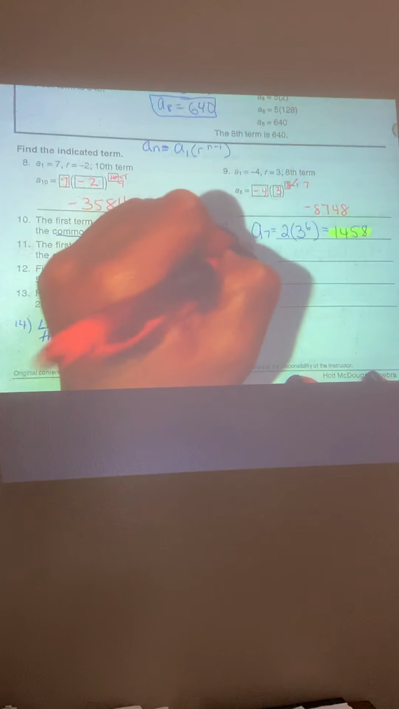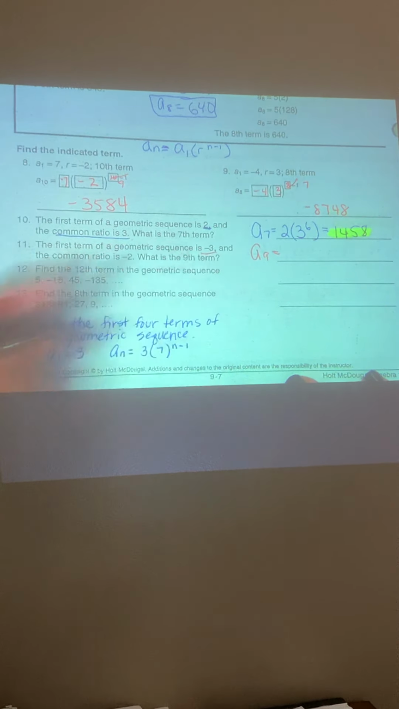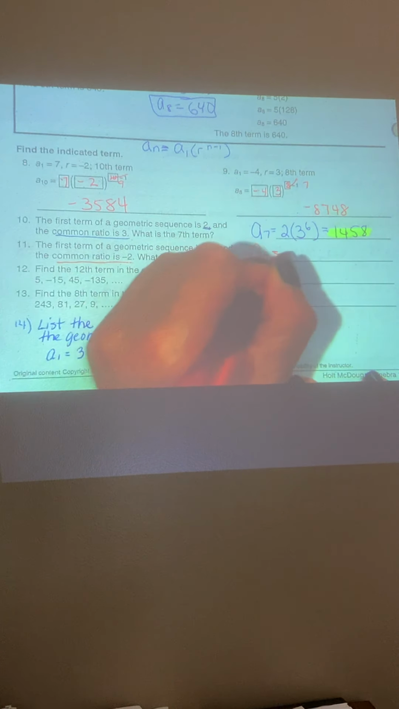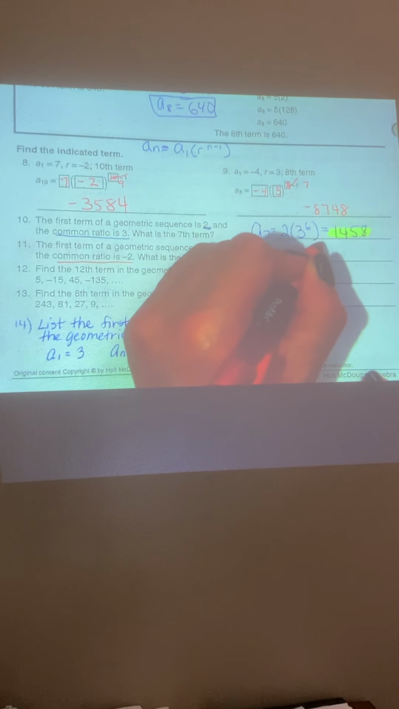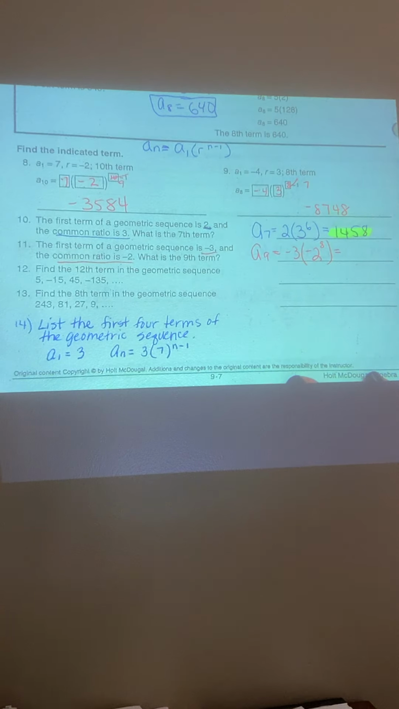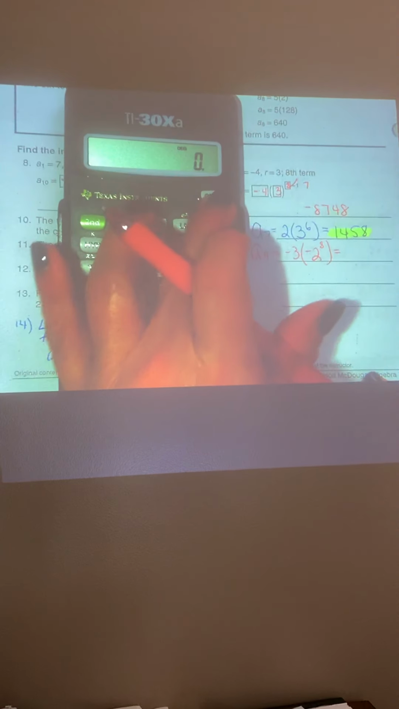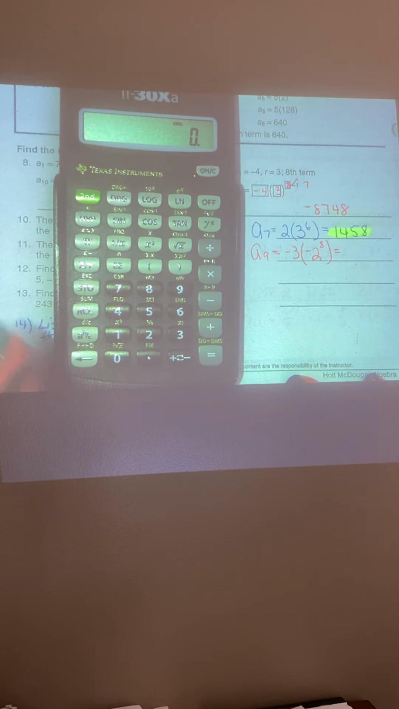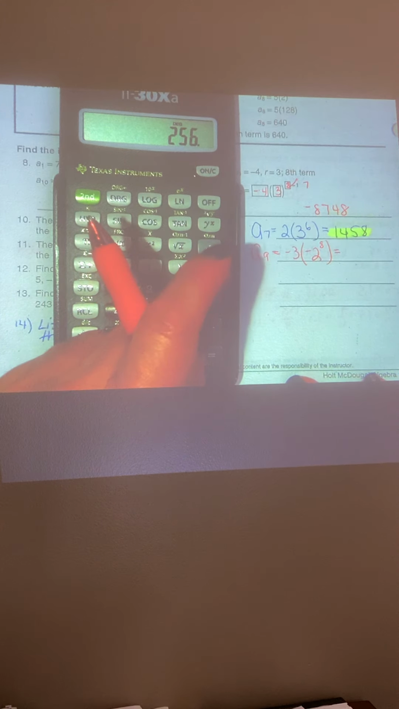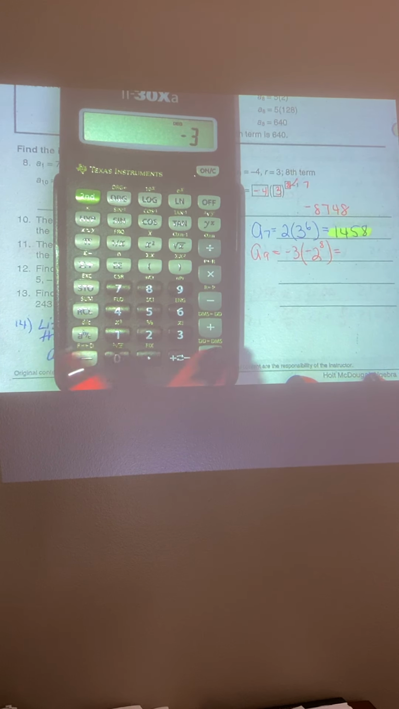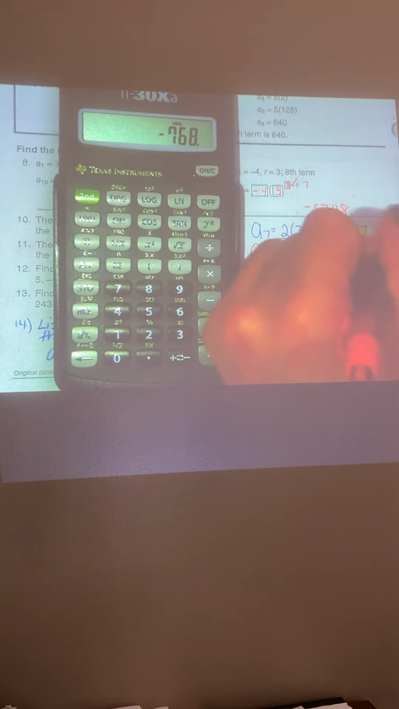Next, finding the 9th term. First term is negative 3. Common ratio is negative 2. Negative 3 times negative 2 to the 9 minus 1, which is 8. Negative 2 to the 8. Remember, when you do negative 2 to the 8: negative 2, 2 negative, y to the x, 8 equals, times negative 3 equals negative 768.